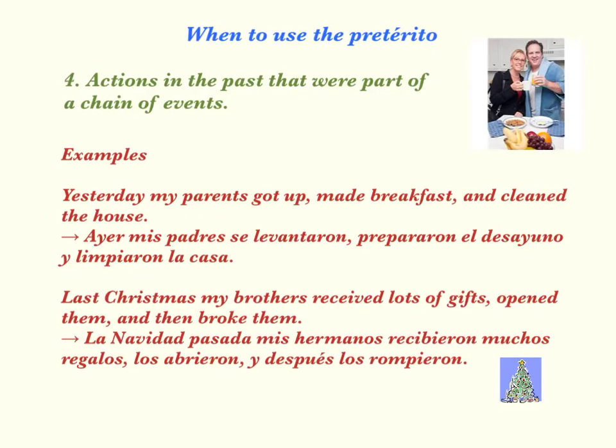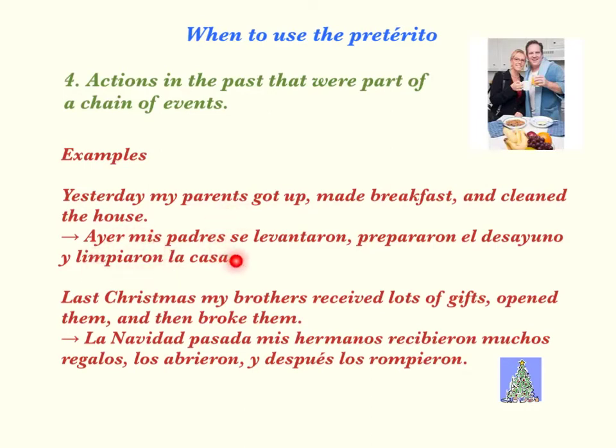Our fourth rule for when to use the preterito deals with a chain of events. So a series of things that were done in the past that were a chain of events. Yesterday my parents got up, made breakfast, and cleaned the house. That was a series of events all done in the past, so we used the preterito. Mis padres se levantaron, prepararon el desayuno y limpiaron la casa.